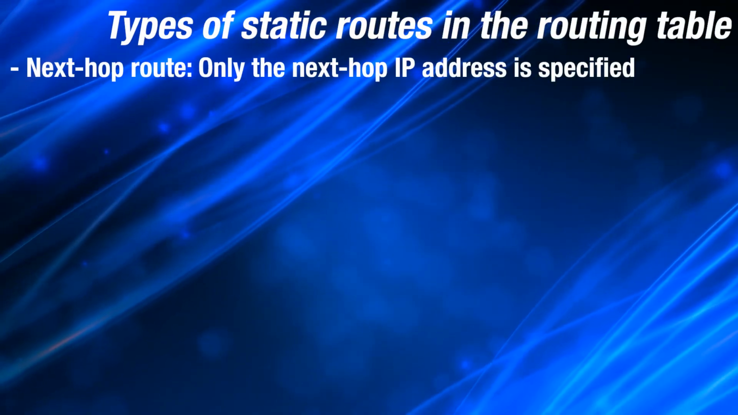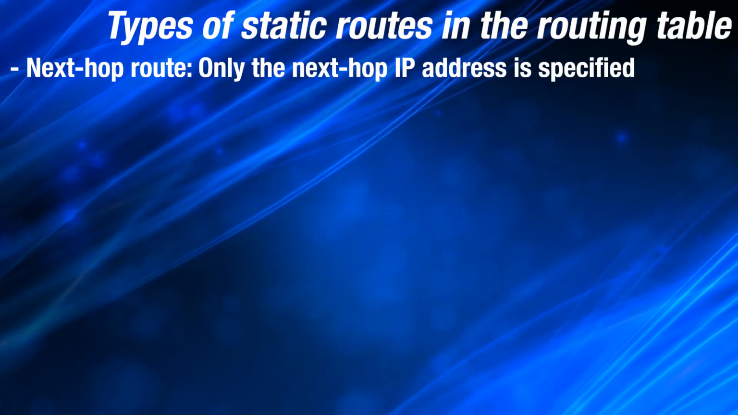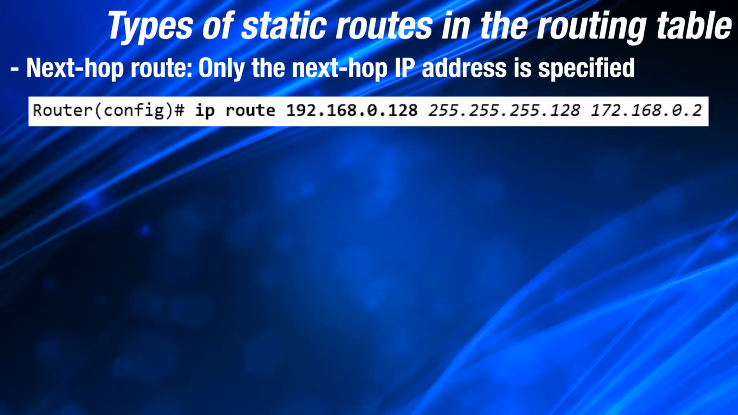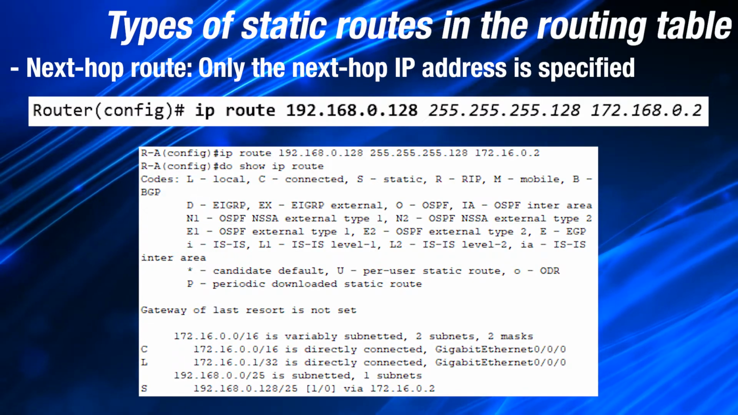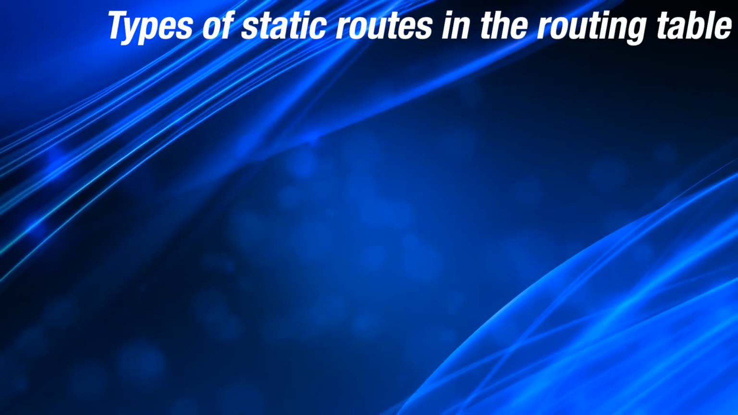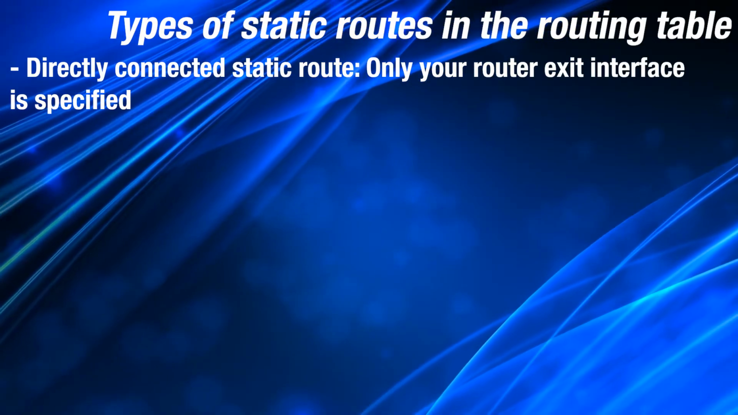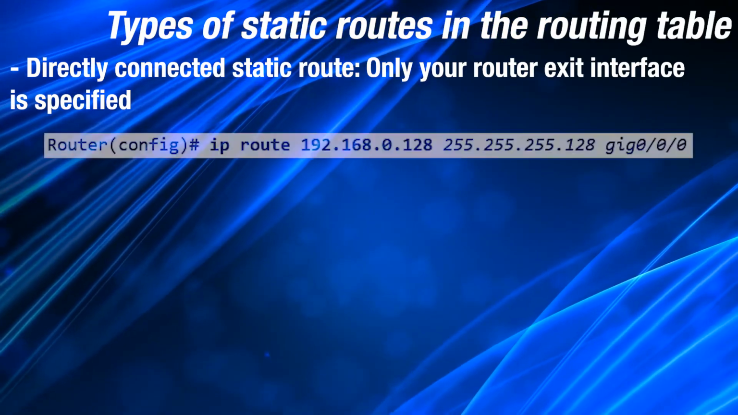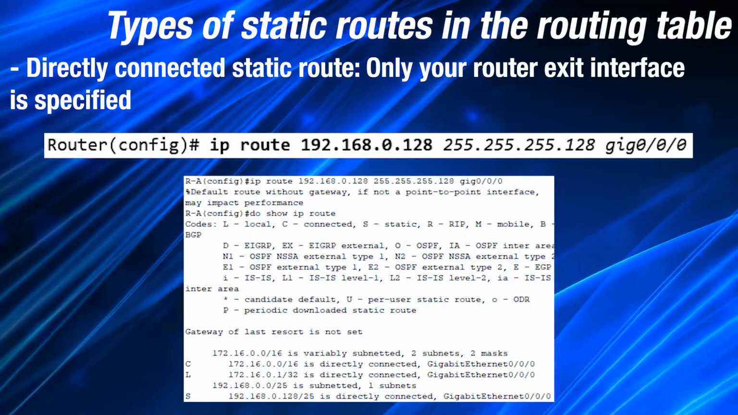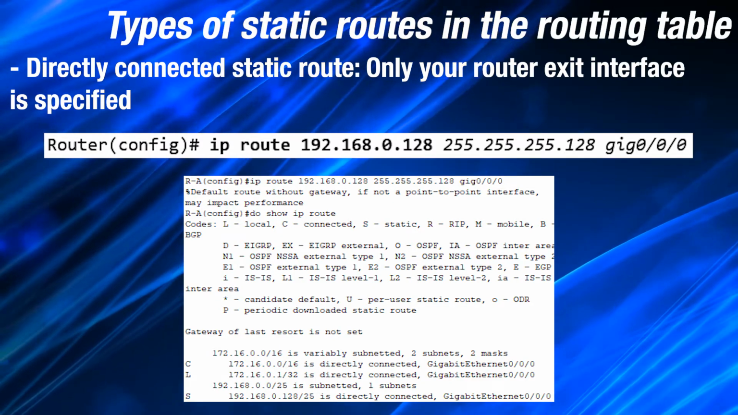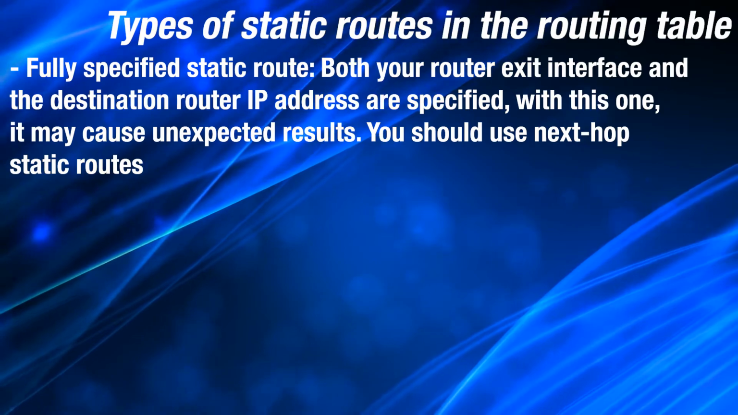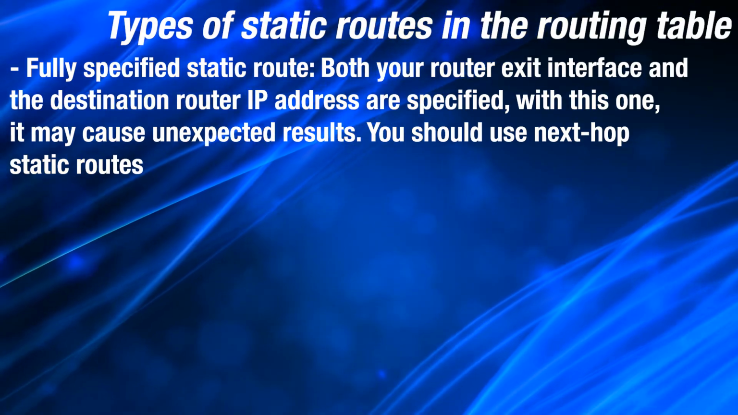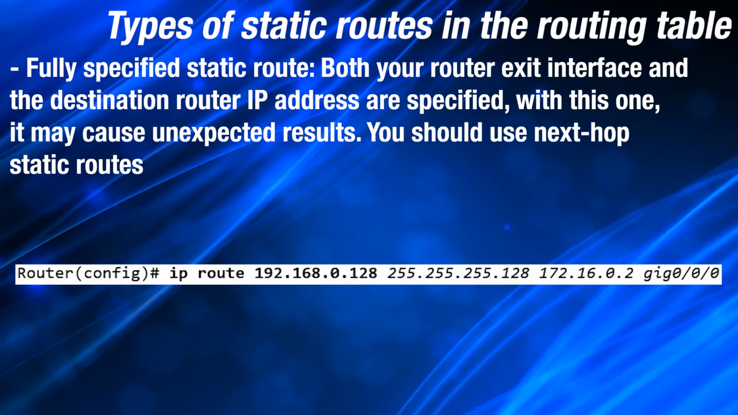There are three kinds of routes to the destination. Next hop route, where only the next hop IP address is specified. With this one, the command might look like this, and when you check the routing table, it might look like this. Directly connected static route, where only the exit interface is specified. With this one, the command might look like this, and it'll show up on the routing table like this. Fully specified static route. This is where the next hop IP address and the exit interface are specified. And with this one, the command output will look like this.